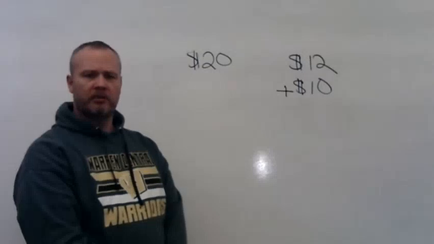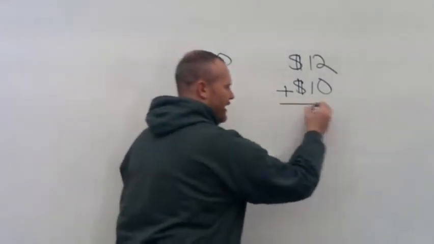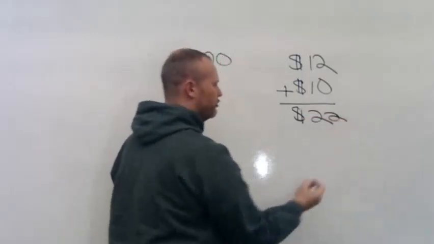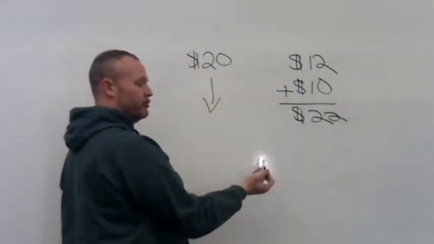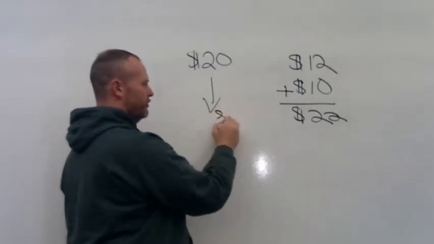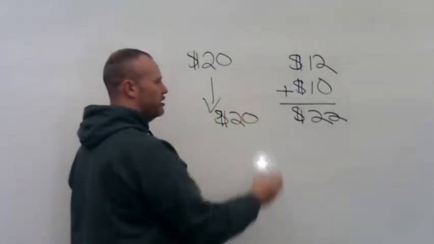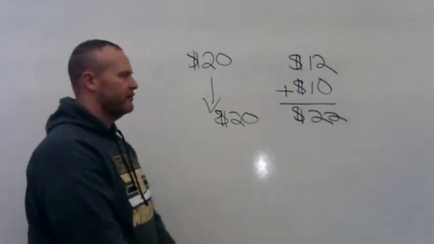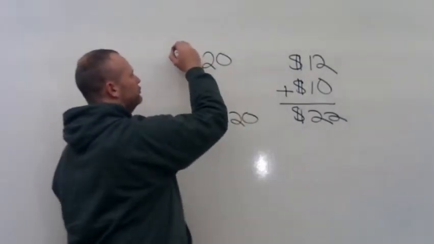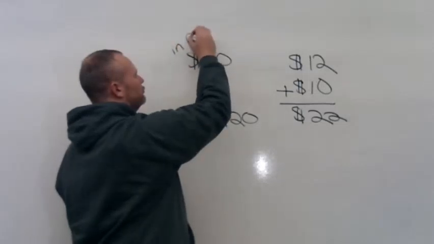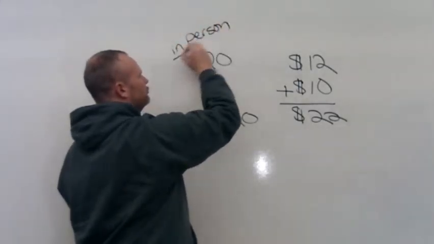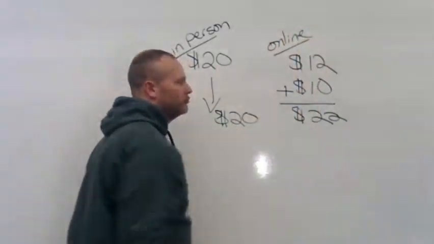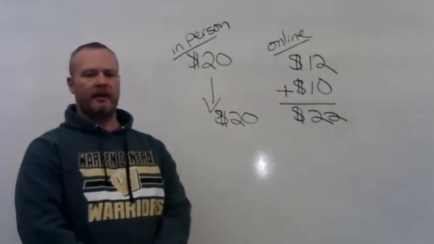So after you've determined these two, we'll add this to come up with 22. And since there's no shipping on the first one, it will stay at $20. And then you will determine which one costs less. You will select that on the quiz.